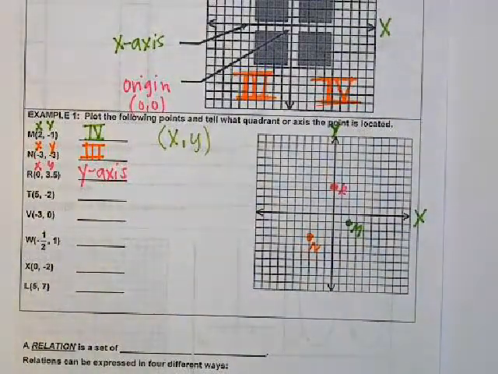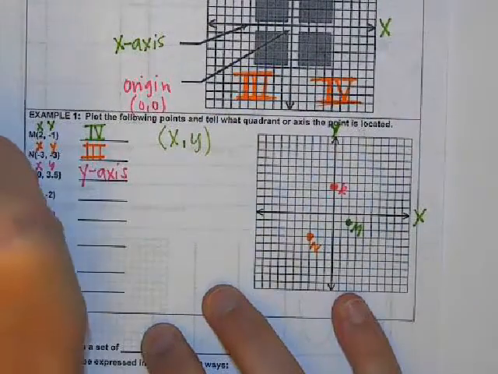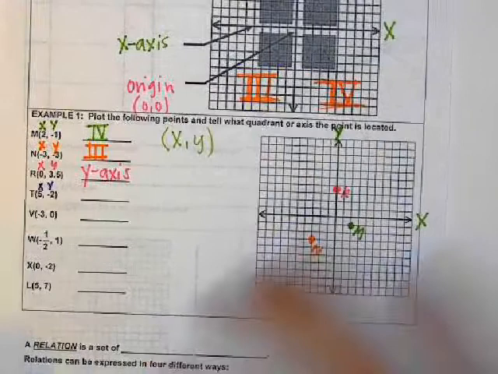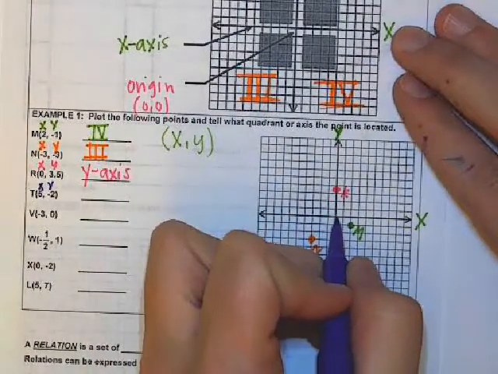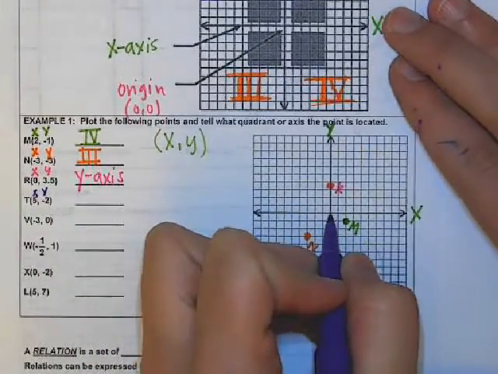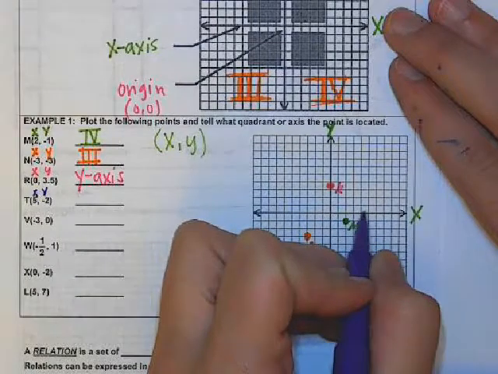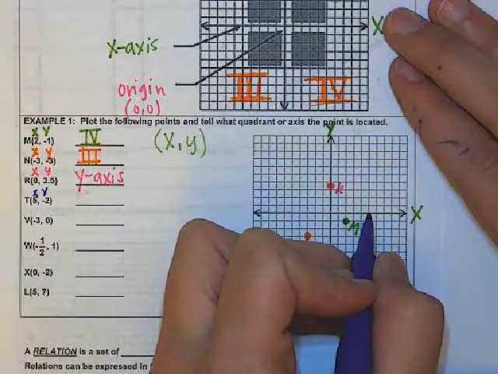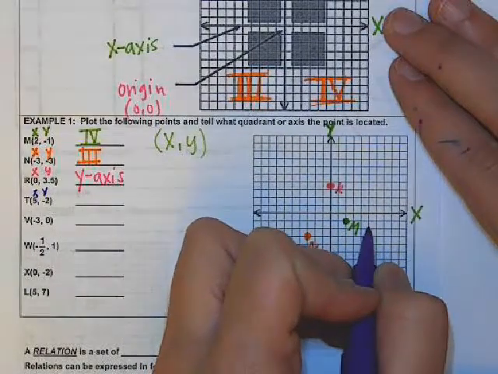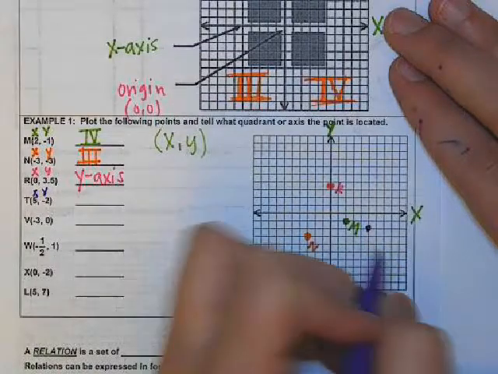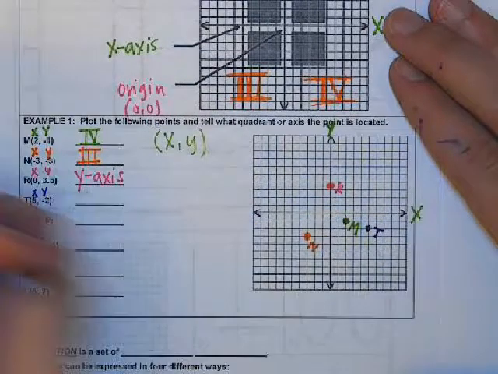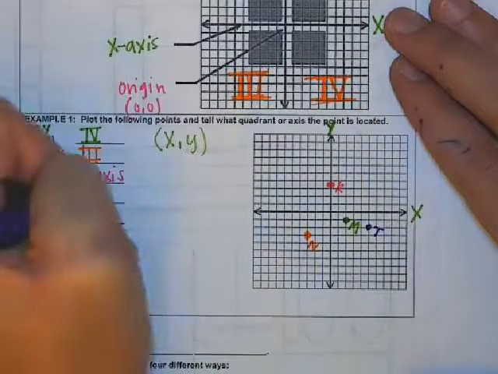Okay. All right, T. My X, my Y. So I'm going to start with positive 5 on the X in the middle. Positive 5. 1, 2, 3, 4, 5. And then my Y is negative 2, so I'm going to go down 2. And that is T. And what quadrant is T in? 4. Very good.